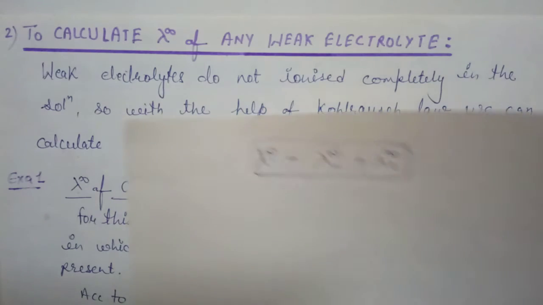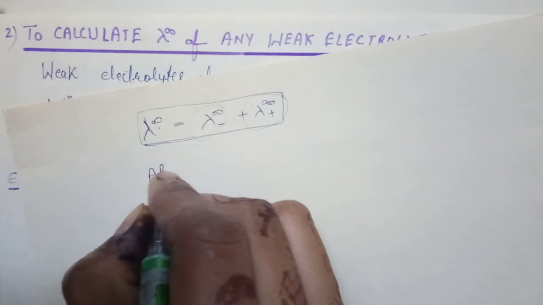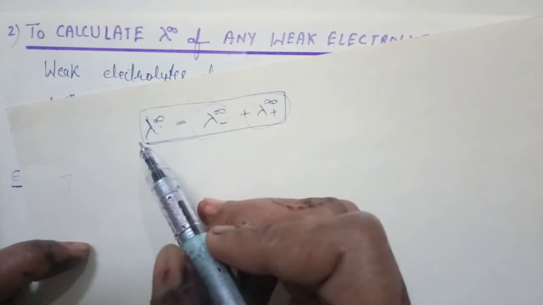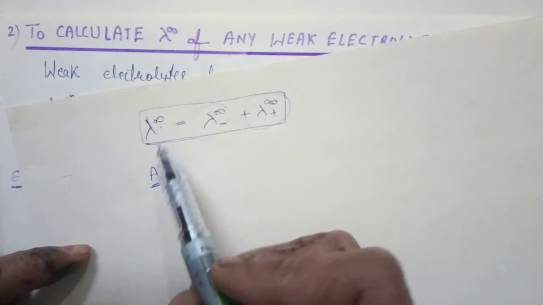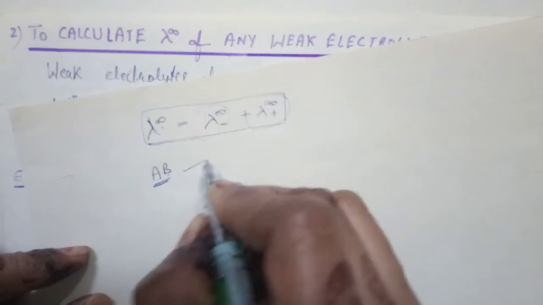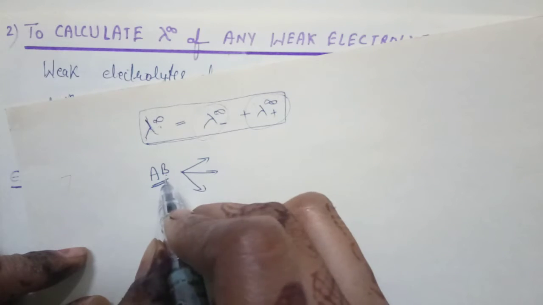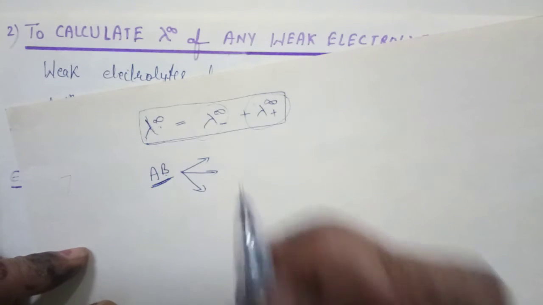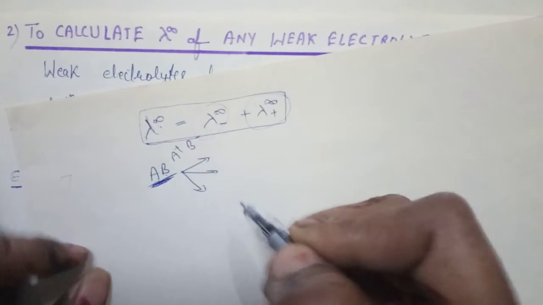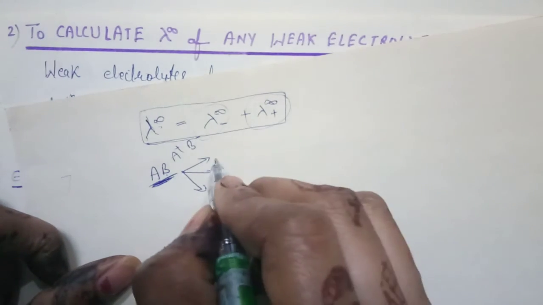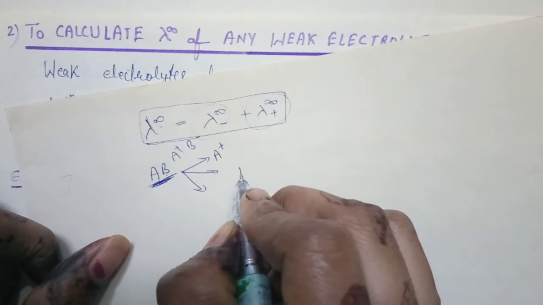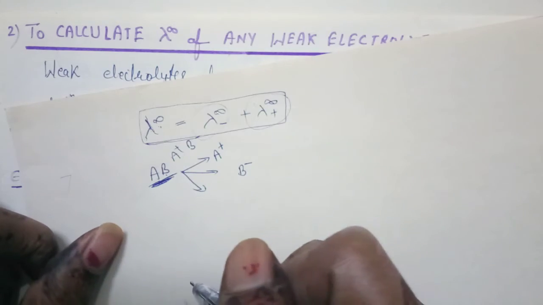If any weak electrolyte AB is given and we have to calculate the lambda infinity of this electrolyte with the help of Kohlrausch law, we can take 3 electrolytes for this purpose, in which A plus and B minus ions are present. So in the first electrolyte A plus should be present, and in the second electrolyte B minus should be present.